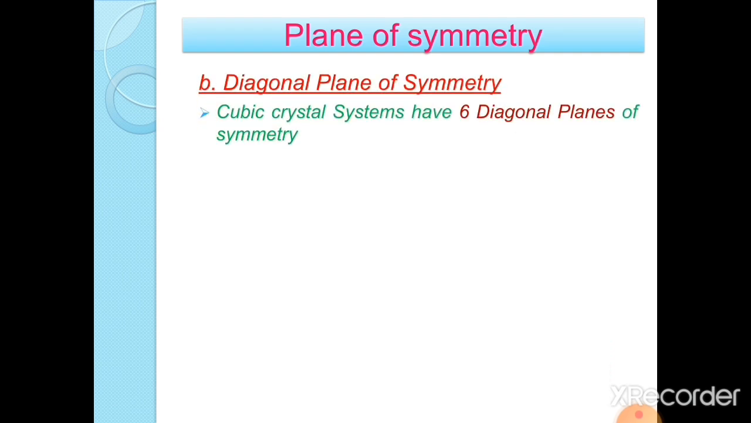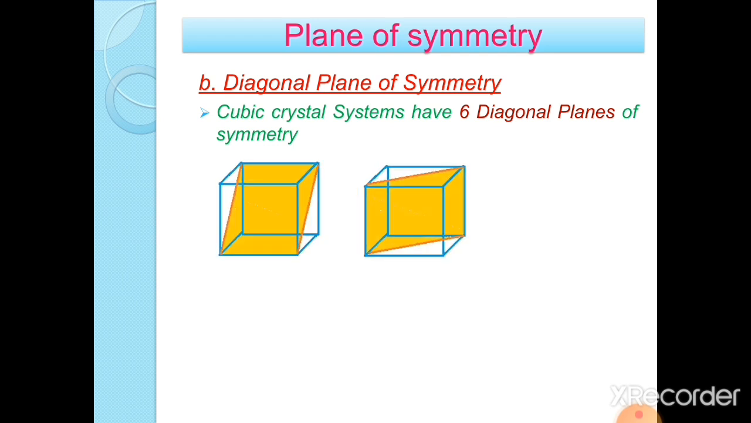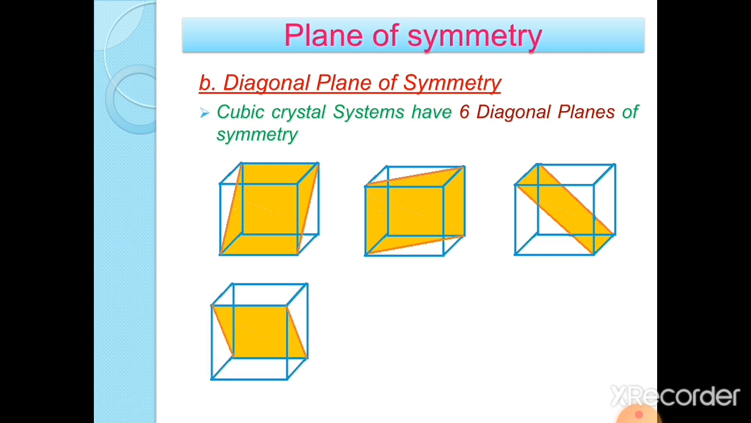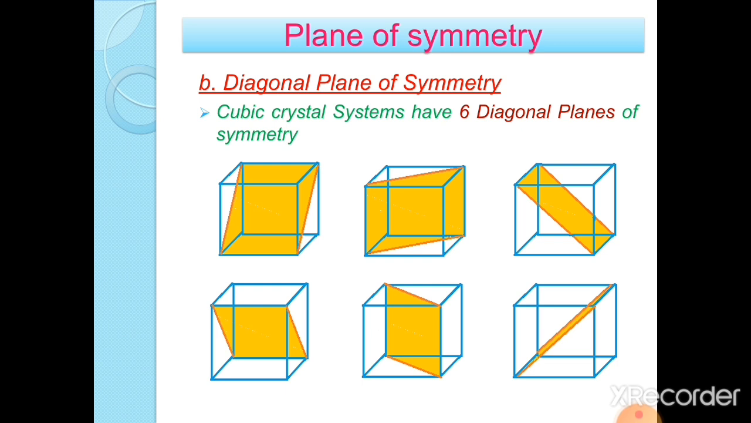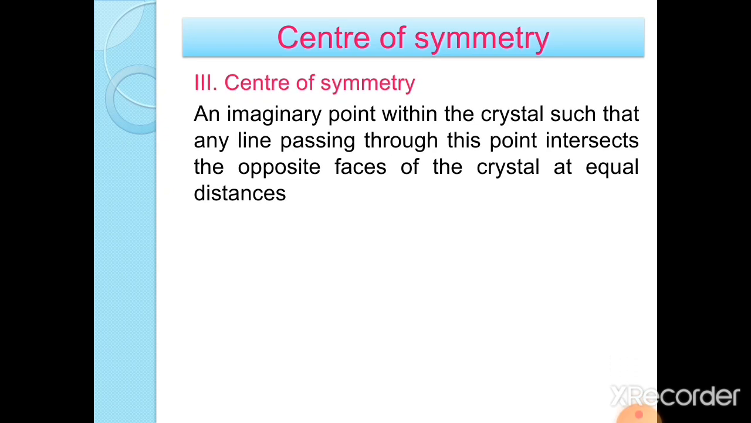Next, let us discuss about diagonal plane of symmetry. Cubic crystal systems have 6 diagonal planes of symmetry as shown: 1, 2, 3, 4, 5 and 6. Now let us know what is center of symmetry. Center of symmetry is an imaginary point within the crystal such that any line passing through this point intersects the opposite faces of the crystal at equal distances.